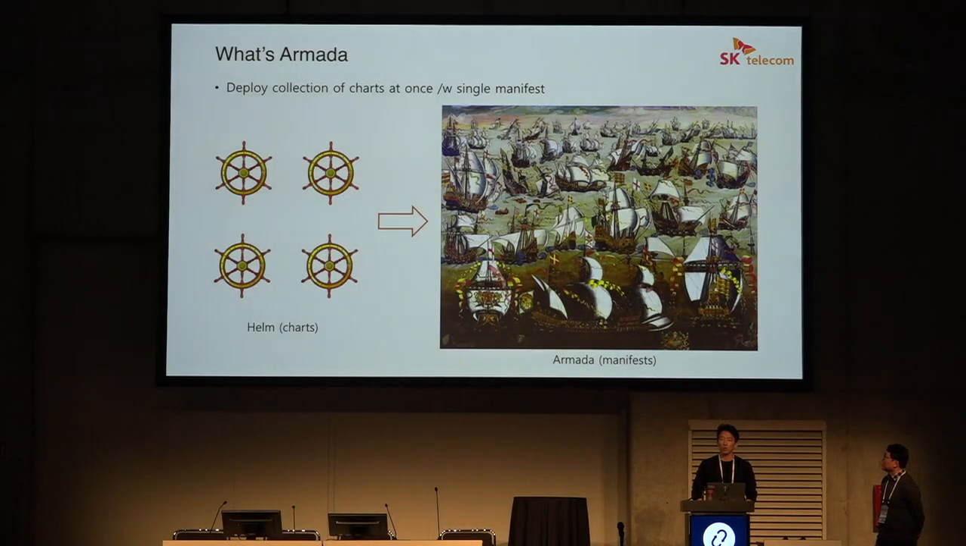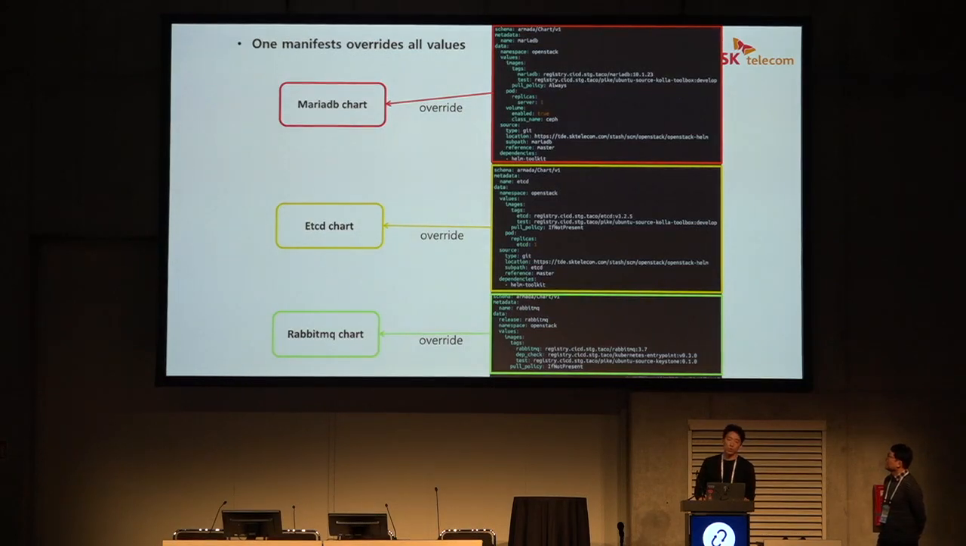So what's Armada and what does it do? It simply deploys a collection of charts at once with a single manifest. And what does the manifest contain? All the values. As you know, you can't use the original chart directly because you need to customize values so that they are relevant to your environment. So the Armada manifest contains all those necessary values for all Helm charts.